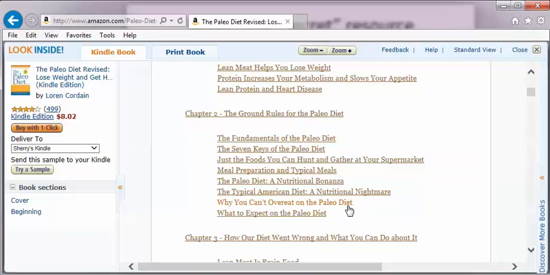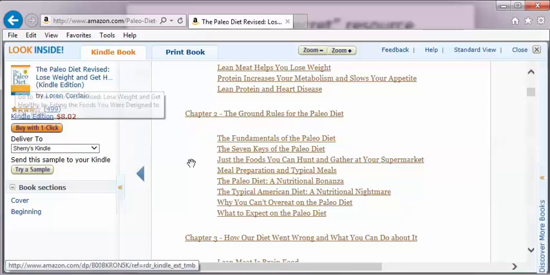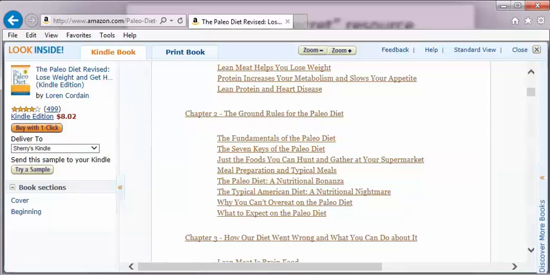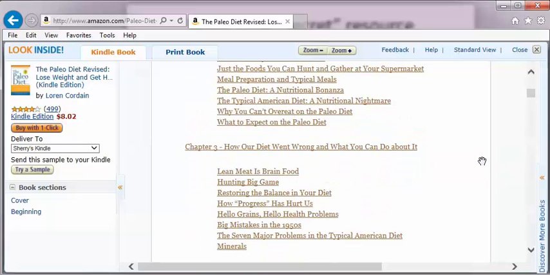Now, a word of caution here: you don't want to just directly copy, but use this as inspiration. And if you did happen to borrow any ideas from any of these books, so let's say you own this book, and you said, great, the author talked about why you can't overeat on the paleo diet, make sure you give credit where credit's due. So if you're going to write a blog article, make sure you say, this is from Loren Cordain's The Paleo Diet Revised, and she talks about why you can't overeat on the paleo diet. Here are her thoughts, and here are my thoughts. And it's a very simple, quick way to create content.